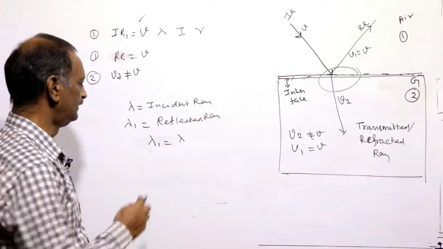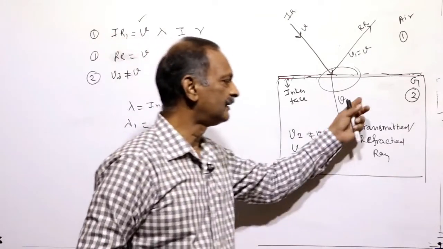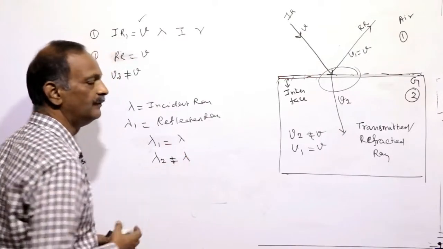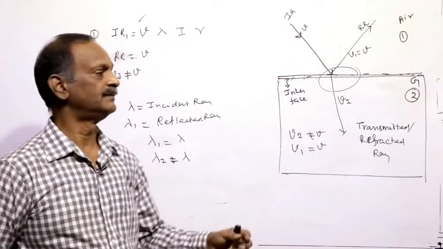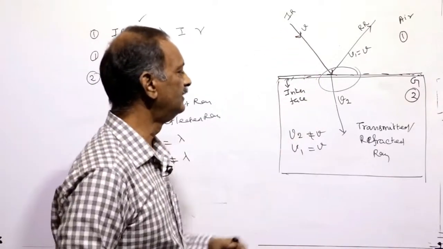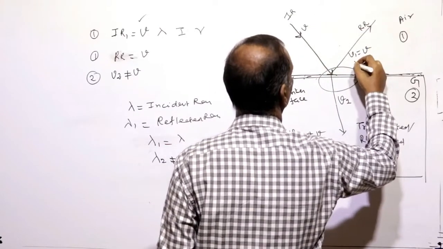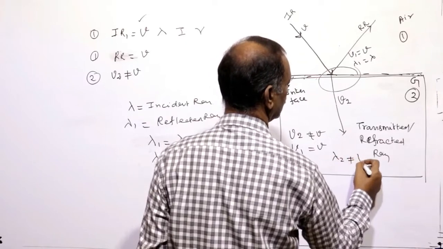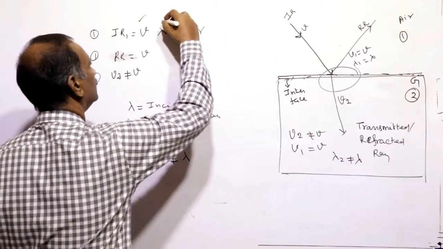But lambda 2, that is the wavelength of the refracted or transmitted ray, will not be the same as the wavelength of the incident ray. So this wavelength and this wavelength will not be the same. So this is V1, lambda 1 is equal to lambda, and lambda 2 is not equal to lambda. And we have talked about this one.